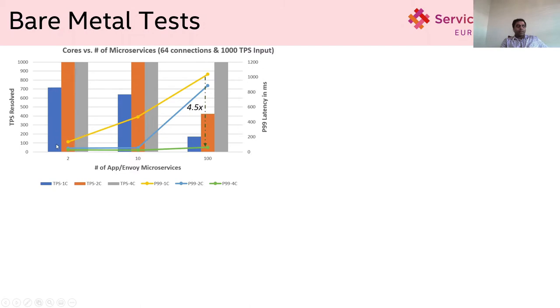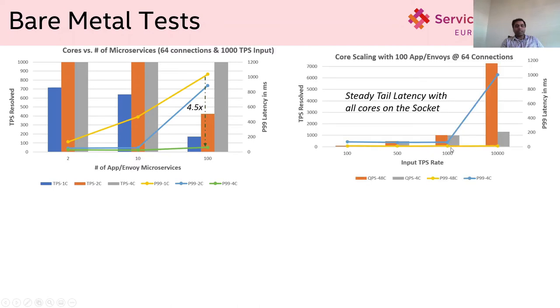You could see from the bar graphs with one core versus two versus four cores, especially when you have a higher container count, about 100, at 1,000 TPS input, with four cores all the 1,000 have been successfully resolved, versus one core, which did not even reach 200 TPS. And your P99 latency has a huge impact, 4.5 times, when you have four cores available, keeping it steady. And when you scale it across the entire socket with 48 cores, at 10,000 TPS input you could achieve well over 7,000 TPS, versus the four-core case, which is about 200 in this case, at 10,000 TPS input and with 64 connections. The tail latencies are steady across the 10,000 TPS input, versus the four-core case where latency goes well over one second.